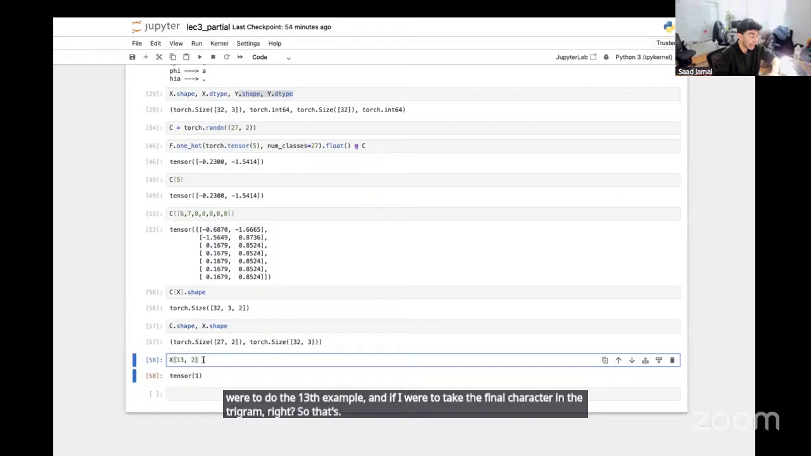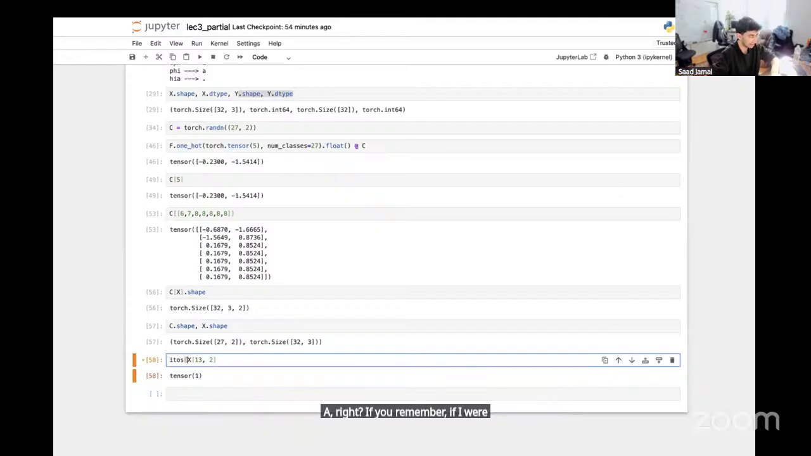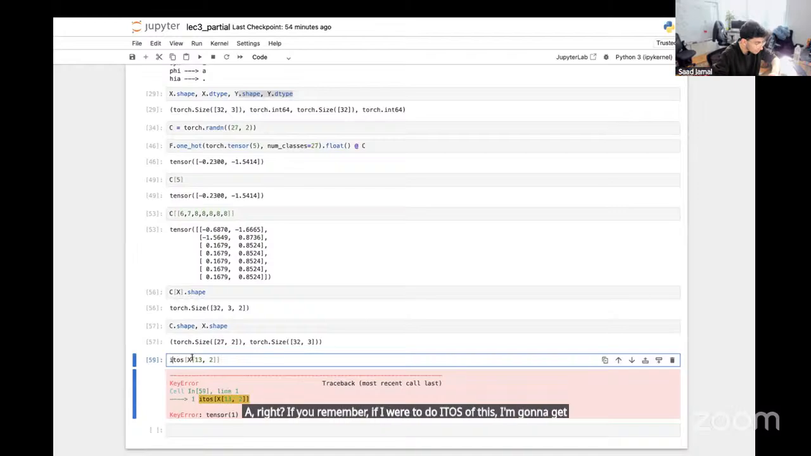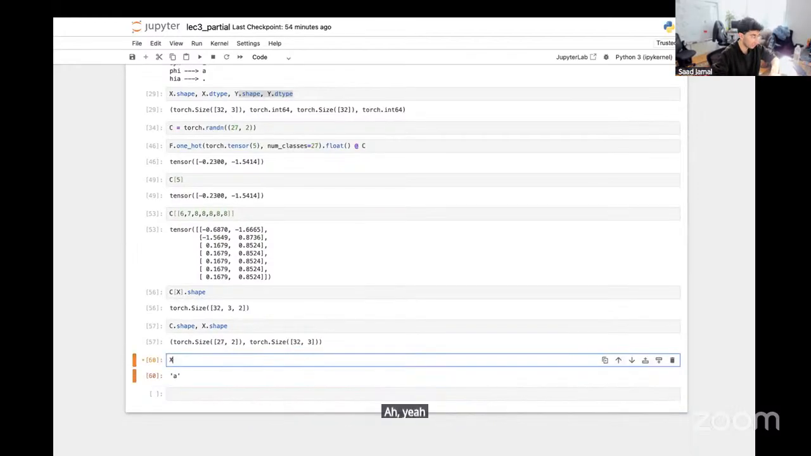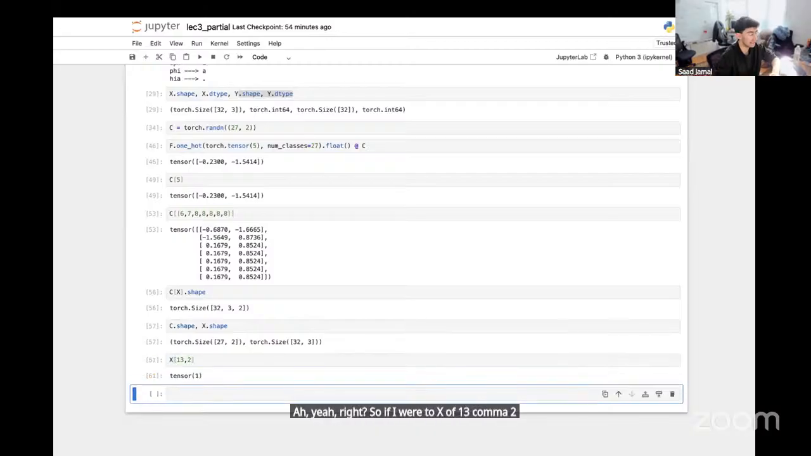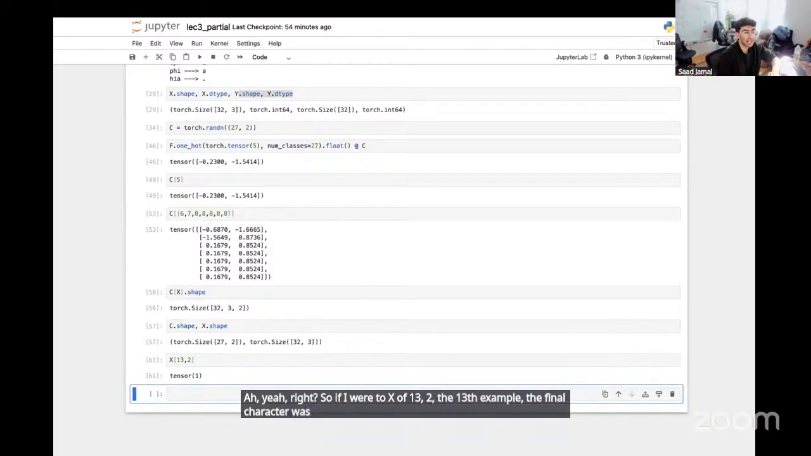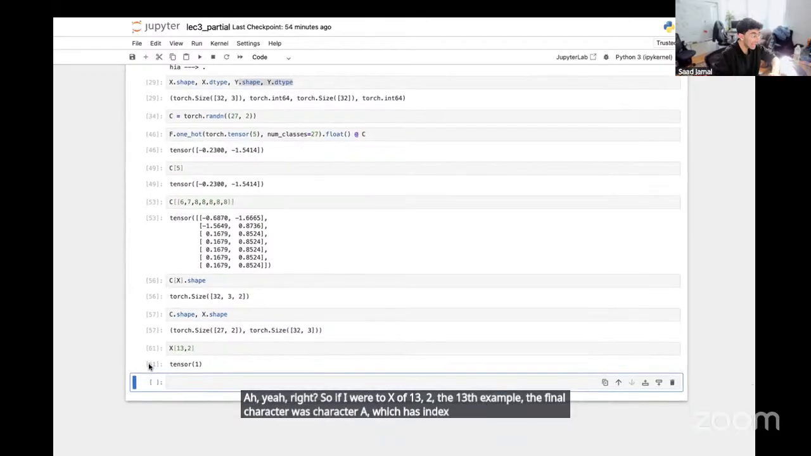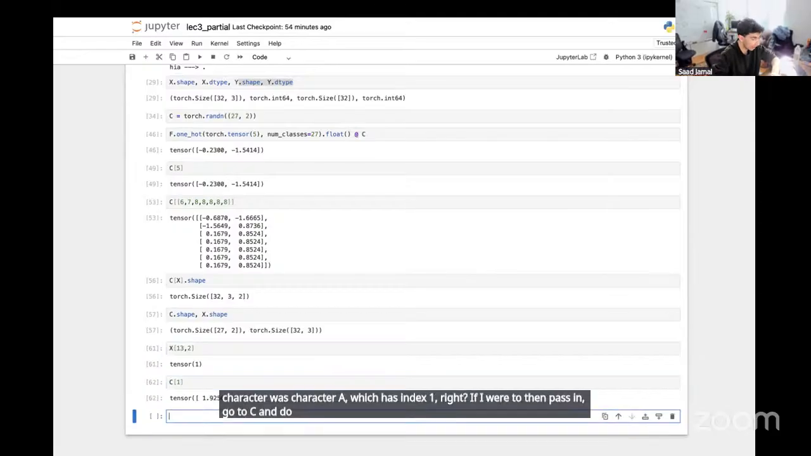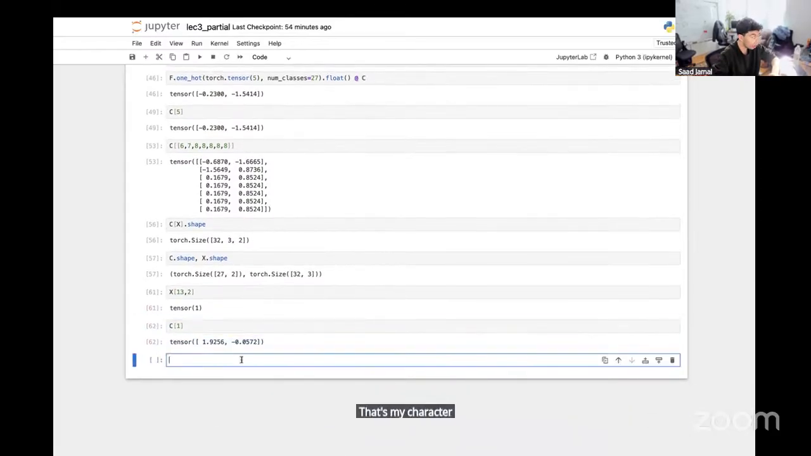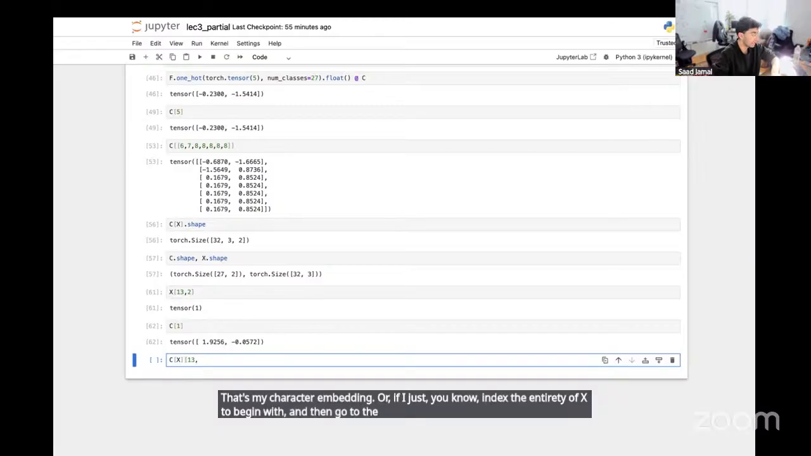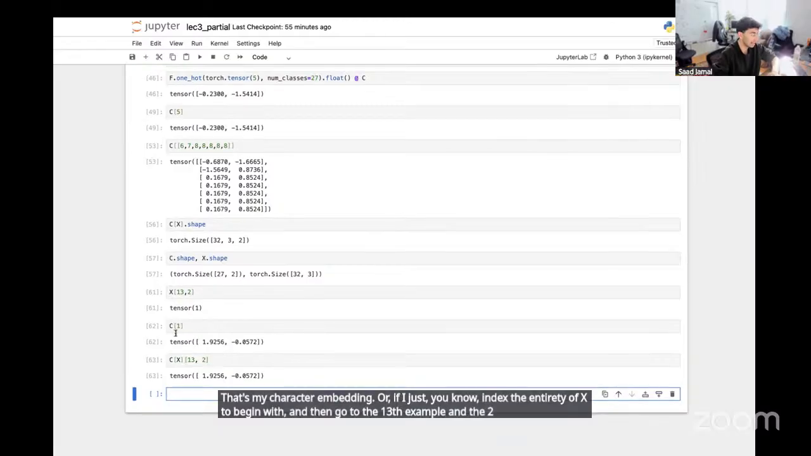So that's A, right? If you remember, if I were to do ITOS of this, I'm going to get, oops, sorry, I have to do dot item. Yeah, it's A, right? So if I were to do x of 13 comma 2, the 13th example, the final character was character A, which has index 1, right? If I then go to C and do C bracket 1, that's my character embedding. Or if I just index the entirety of X to begin with, and then go to the 13th example and the second token, I see the exact same thing.